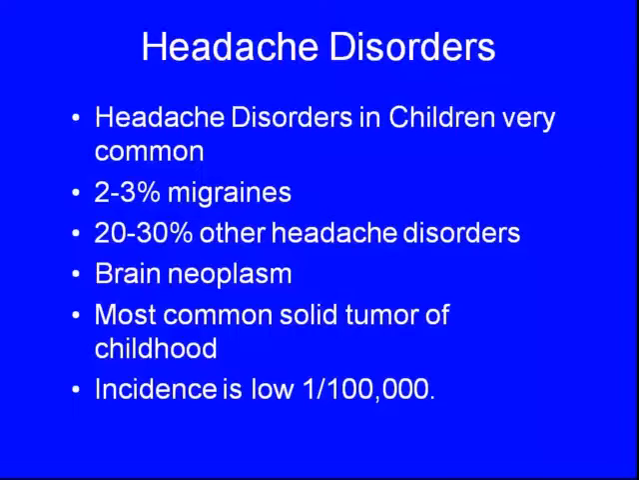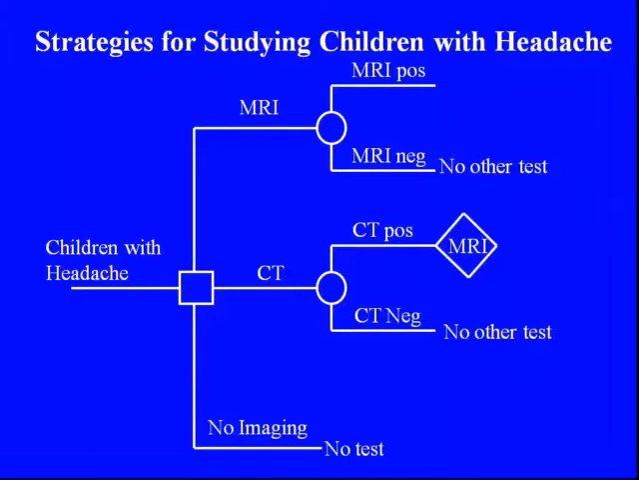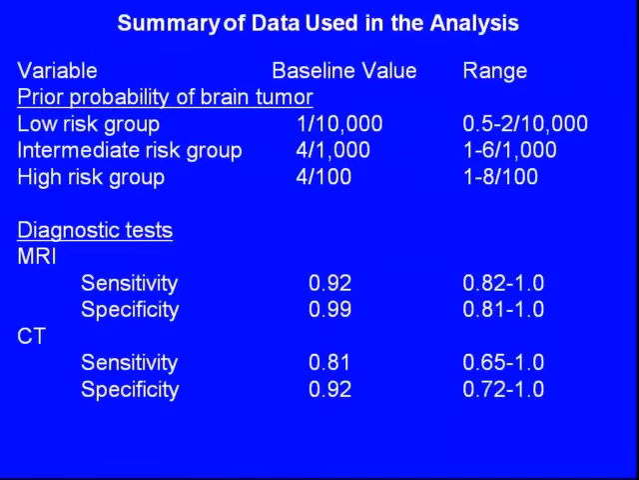in 100,000. And the incidence of headaches is very common. Migraines and common headache disorders are very common in childhood. So how do we tackle the problem? We need to tackle the problem in two ways. One is we need to determine the pretest probability and divide them into different risk factors, and then we have different choices. We can do MR, we can do CT. If CT is positive, do MR, or we can do no imaging and follow them clinically.